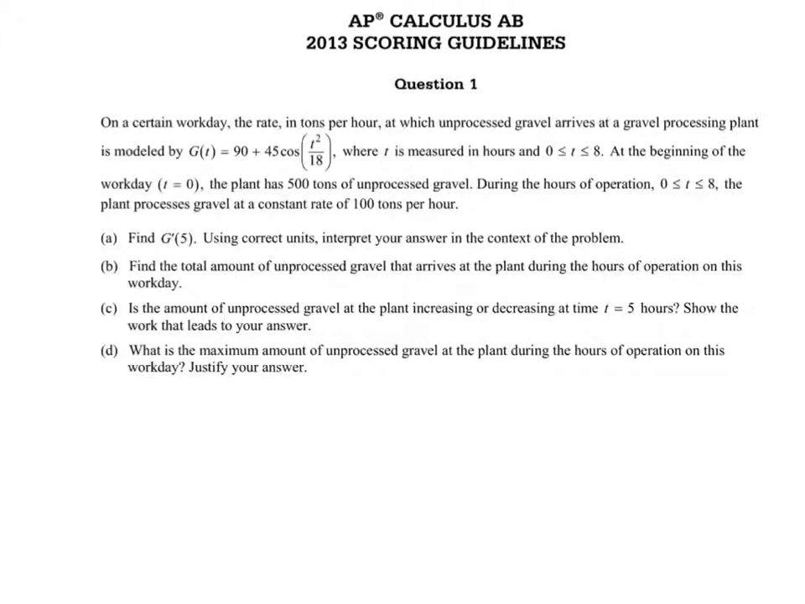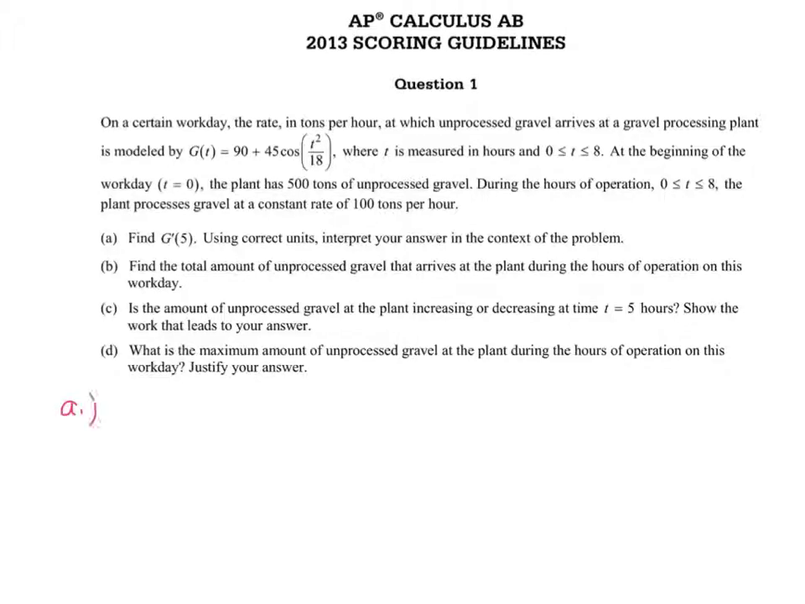Hey guys, let's look at this 2013 free response question number 1. So we're given this function g, which is the rate at which unprocessed gravel is arriving to this plant. In part A, we want to find the derivative of that function at a particular value of time, and then interpret that answer in the context of the problem.